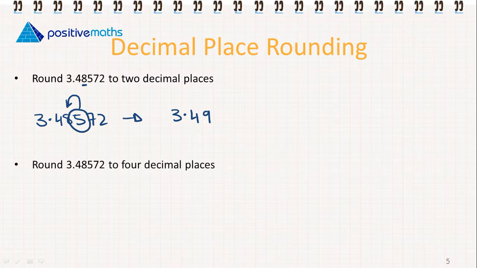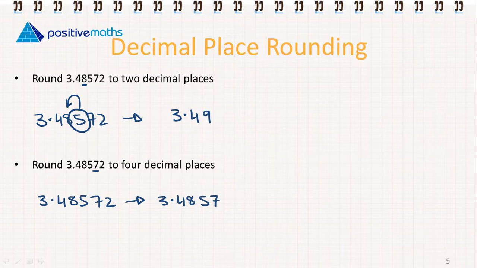Next example. Round 3.48572 to 4 decimal spaces. Okay, so we go to our 4th space. It's a 7. We look to the right. That's less than 5. That means we just cancel all the numbers after 7. So this is just going to go to 3.4857.